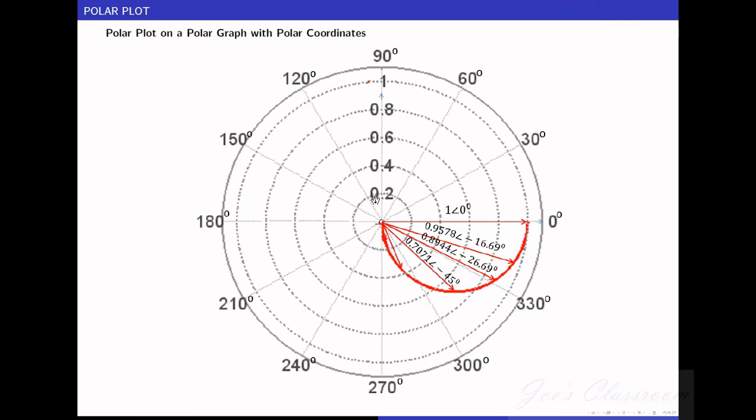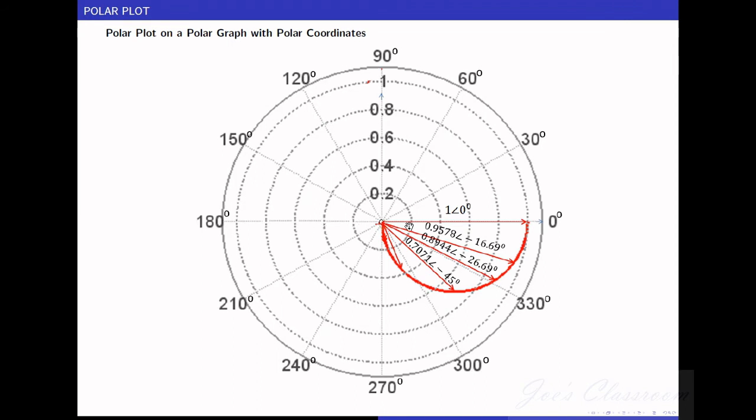See, the polar graph has many equidistant and concentric circles having the same center. Each circle represents some magnitude. For example, this circle represents a magnitude of 0.2, whereas this circle represents a magnitude of 0.4. And this circle is 0.6, and this circle represents 0.8, and this one 1. And it has some radial lines also.